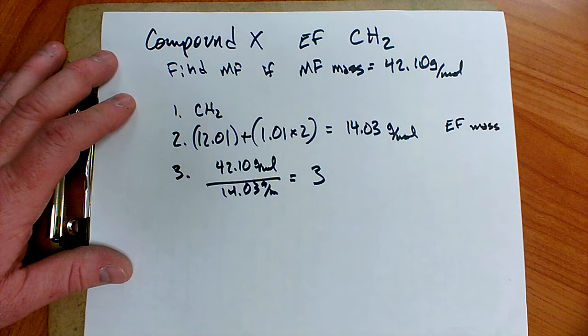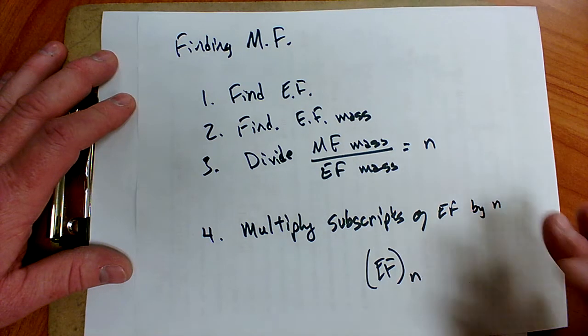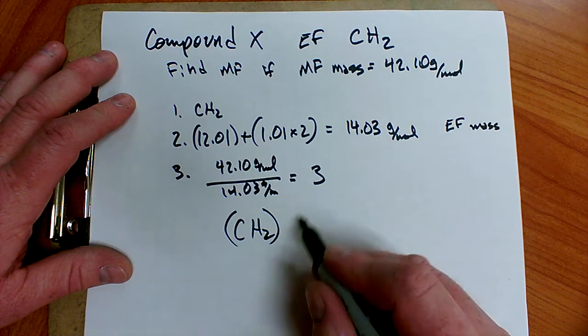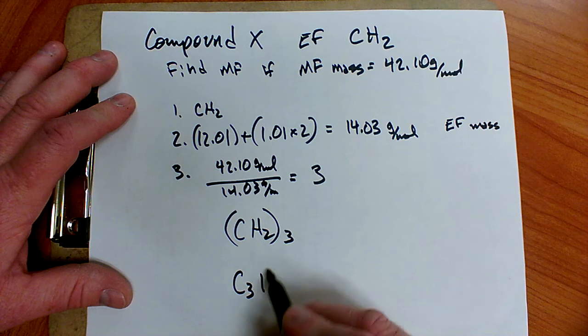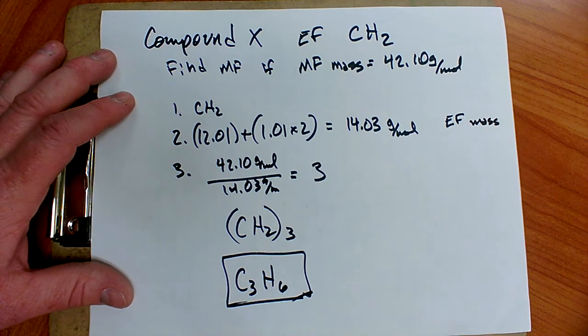And step 4 is to multiply the subscripts of the empirical formula by n. In other words, I'm going to take CH2 and multiply each of those subscripts by 3. So I have C3H6. That is my molecular formula. And that is how you find molecular formula.